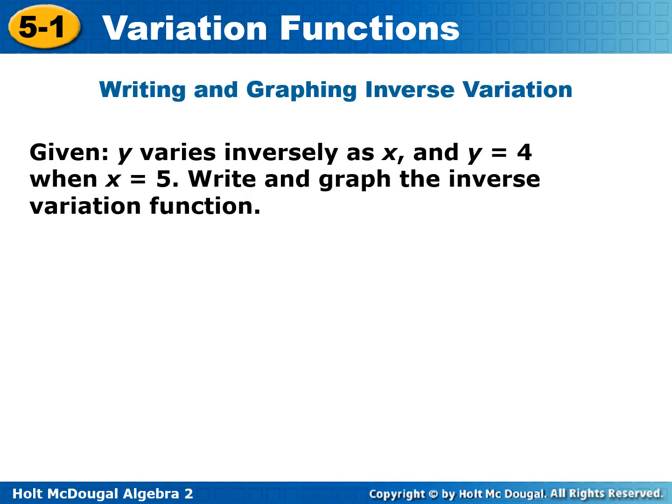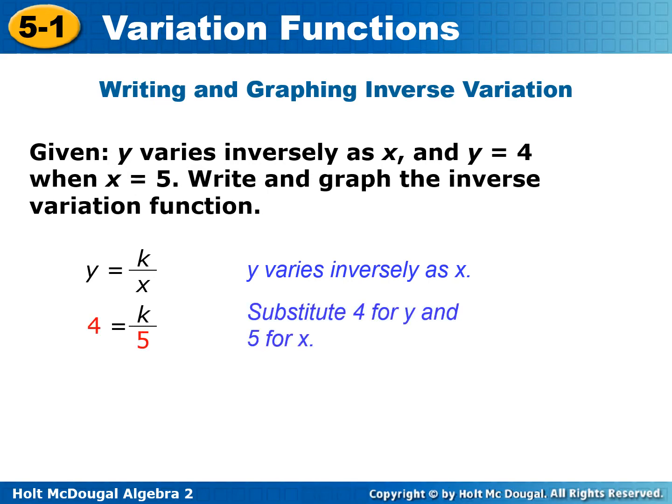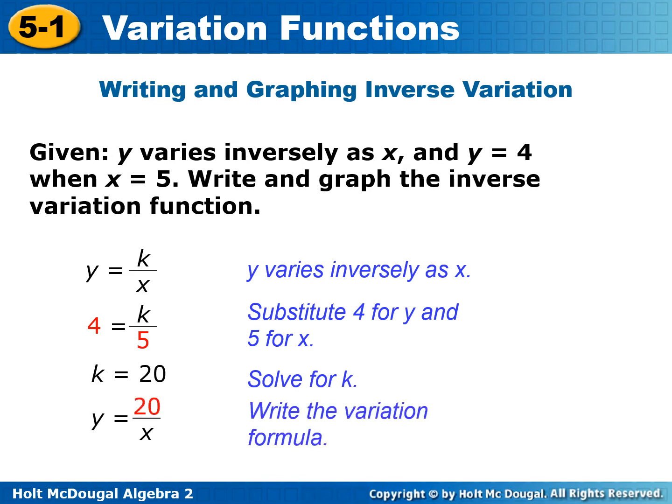So given y varies inversely as x and y equals 4 when x equals 5, let us write and graph the inverse variation function. So the first thing we need to do here, we have y equals k over x. And then we are going to substitute and cross multiply, k equals 20. And then write the variation formula y equals 20 over x.